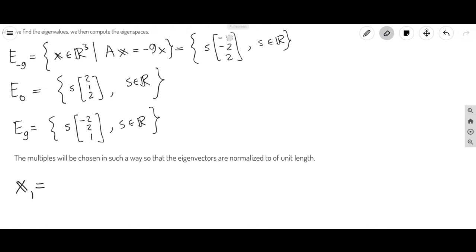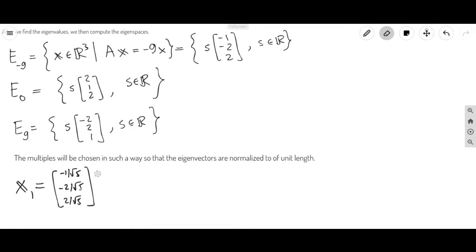That's 4 plus 1 squared. That's 5. So you have to divide it by the square root of 5. So that would be -1 over the square root of 5, this would be -2 over the square root of 5, and this would be 2 over the square root of 5.